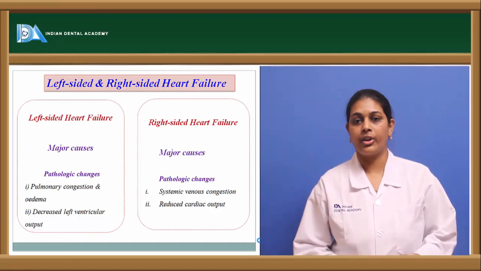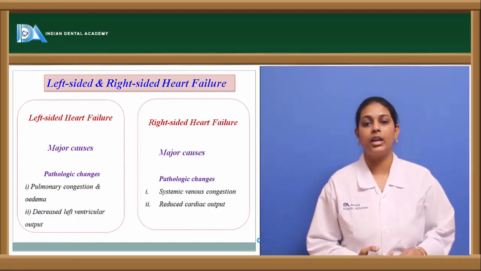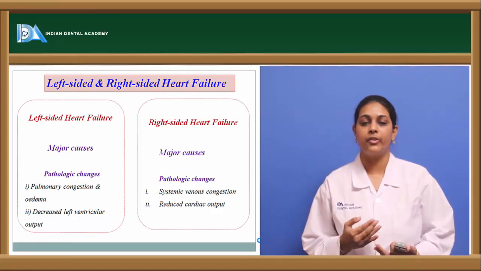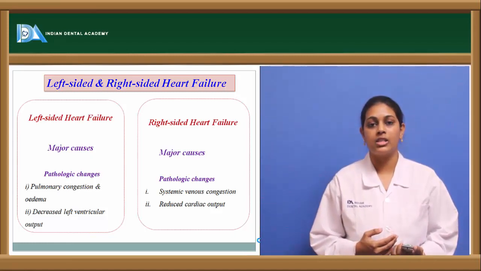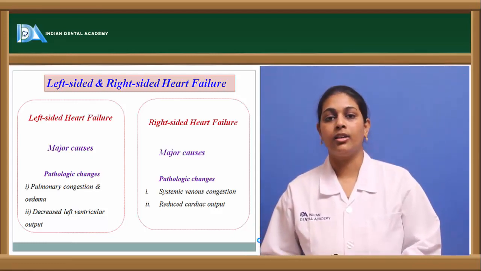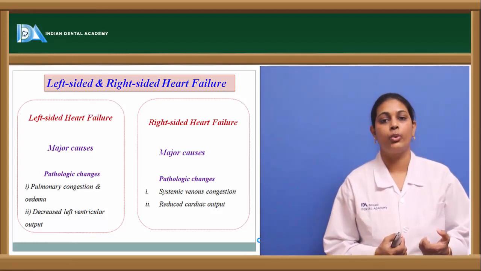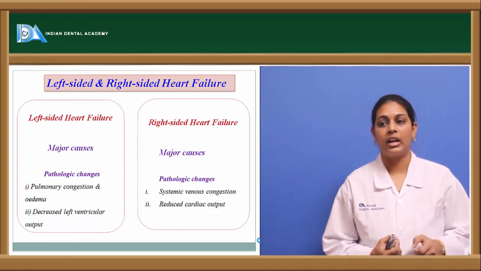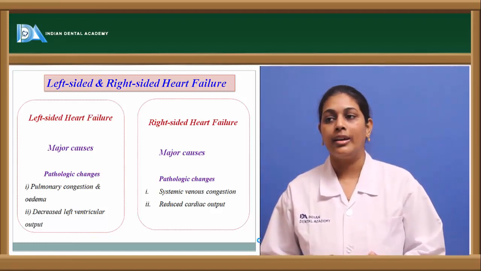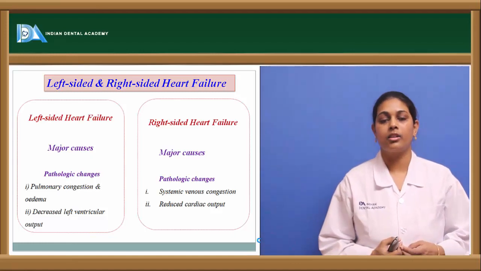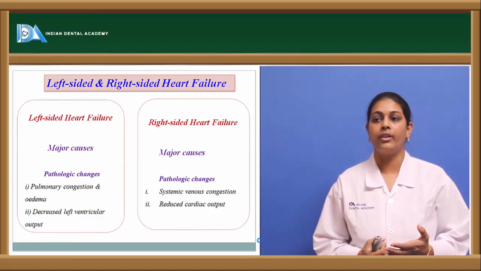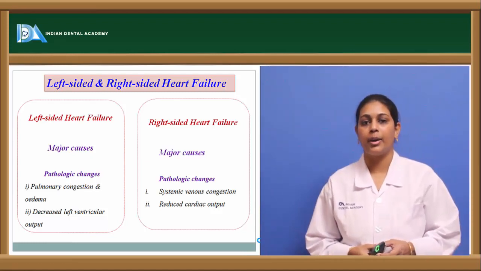Coming to left-sided heart failure, it usually occurs when the fluid upstream has been reduced, resulting in failure of the left-sided part of the heart to function properly. Based on that, it results in accumulation of fluid upstream in the lungs. The major causes of left-sided heart failure are ischemic heart disease and certain cardiomyopathies. Other than that, we can also see it in arterial hypertension.